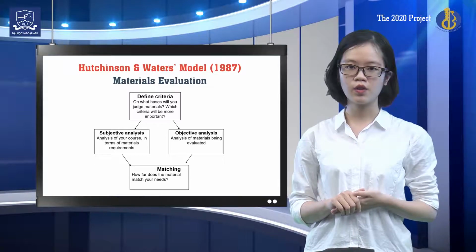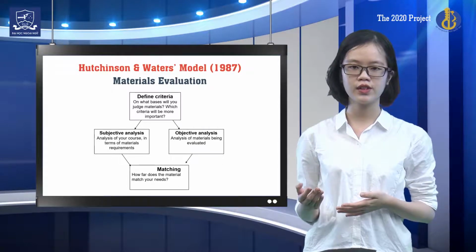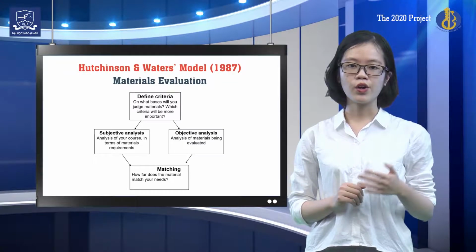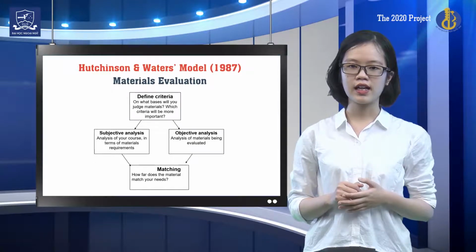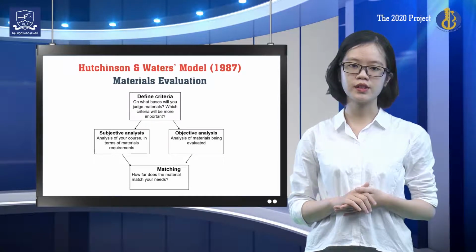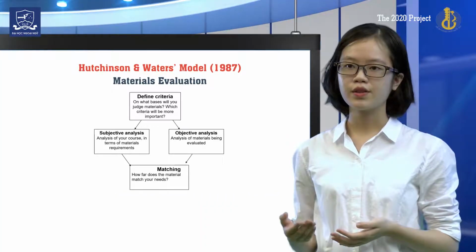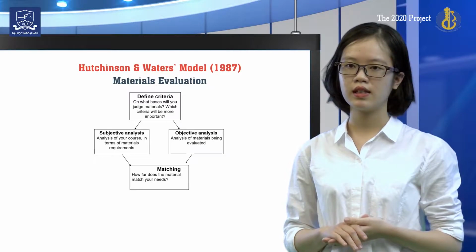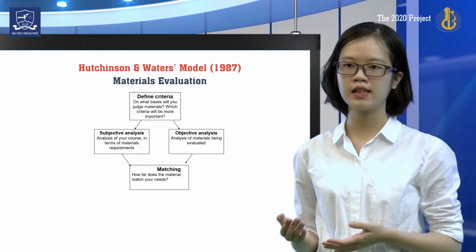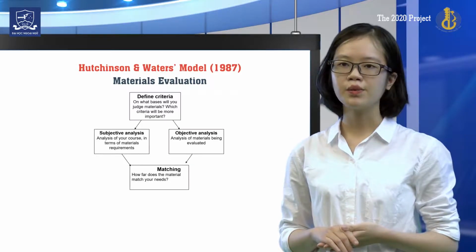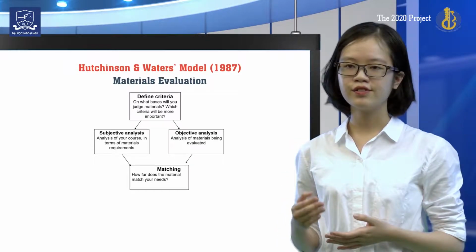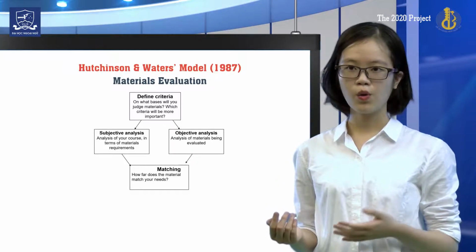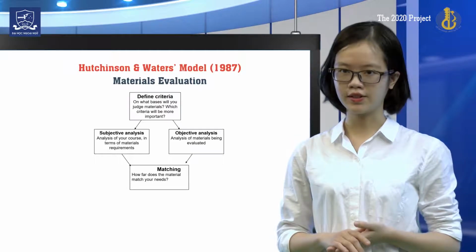Subjective analysis involves the analysis of your own course, especially in terms of material requirements. In order to do that, you need to understand learners' needs as well as the objectives of the course. Together with the subjective analysis is the objective analysis, which is the interpretation of materials being evaluated. In other words, in this step, we need to fully understand the features of materials, like the level or the teaching methodology of the writer.